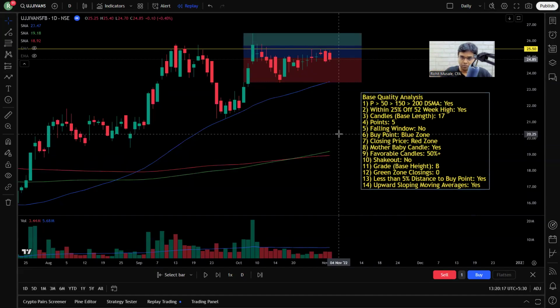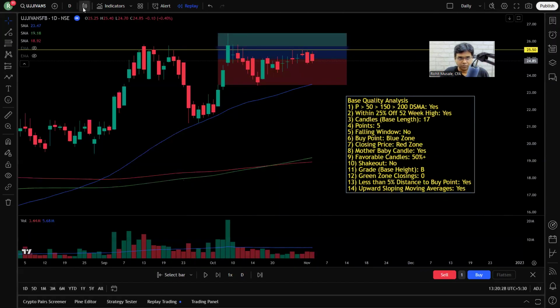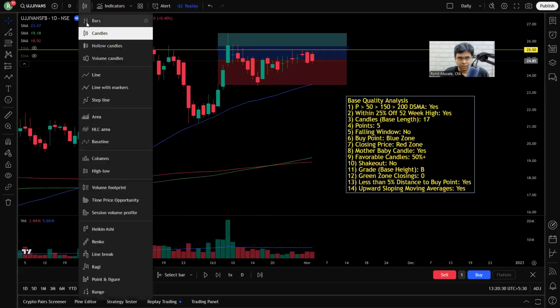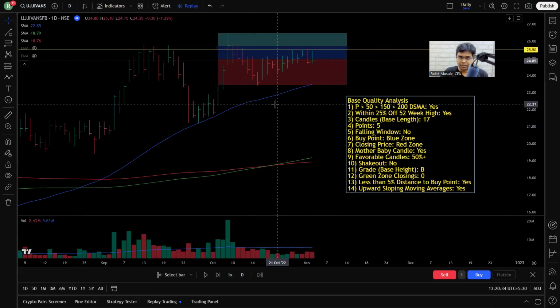Okay. Now, favorable candles. This is something that I did not discuss. What is this 50% plus? Okay, I will explain. First, you go here and convert this to a bar chart. Just click here. A bar chart gives you three values for one bar: the high, the low, and the close.